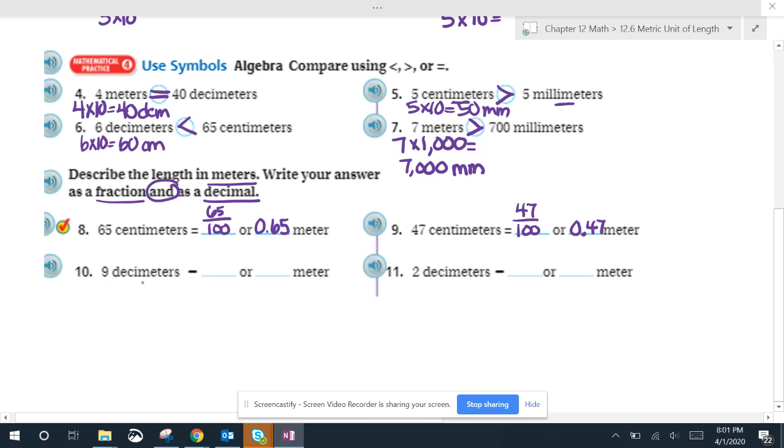Okay, 9 decimeters is equal to how many meters? Well, there are 10 decimeters in a meter, so it's 9/10 of a meter or 0.9 of a meter. Notice how my 9 is in the tenths place, which is right after the decimal. Okay, 2 decimeters, 2/10 or 0.2.